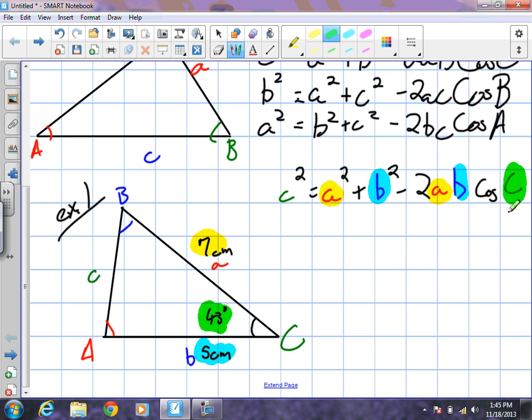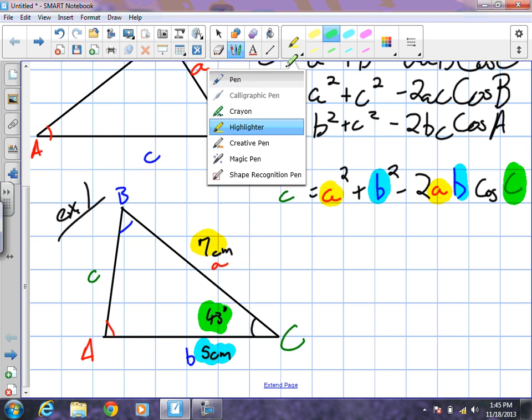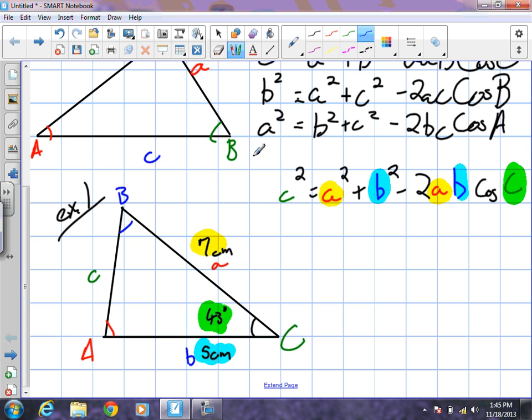So we plug all of these values into this calculation, which means the one variable that doesn't have a value is our C, our side C, which is what we're solving for. So we have C squared is equal to 7 squared plus 5 squared minus 2 times 7 times 5 times cos 43. Okay? Now, when we go to work this all out, there's a very common error many people make.